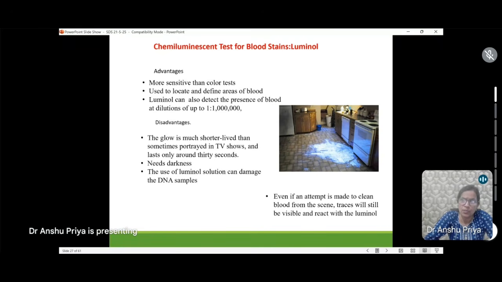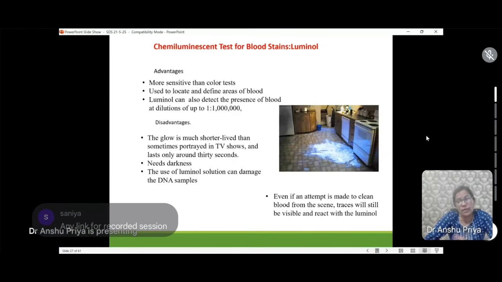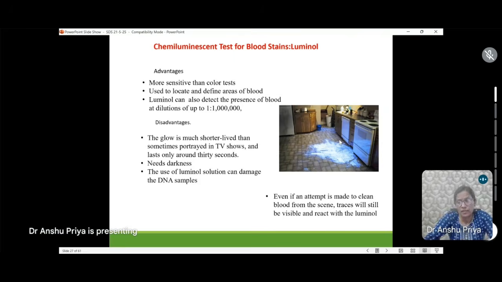Other tests include the chemiluminescent test. This is the most sensitive as compared to the color test, but it also has some disadvantages. We need darkness because here we use luminol. But this test is useful when attempts have been made to clean blood traces from a crime scene, and then we spray the luminol. That is the advantage of this technique.